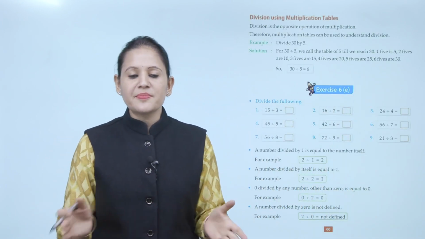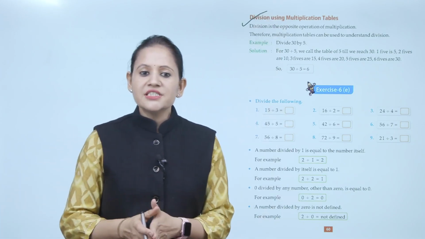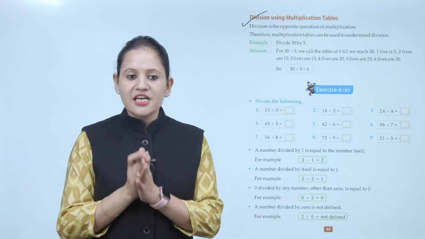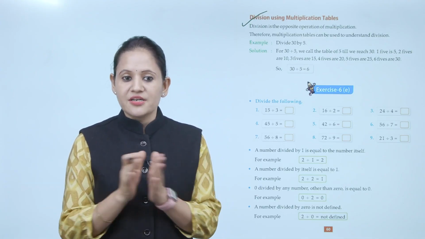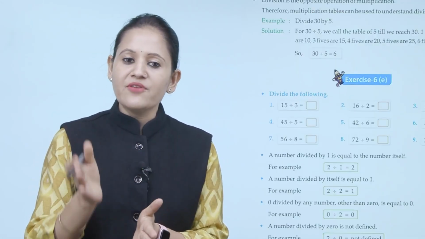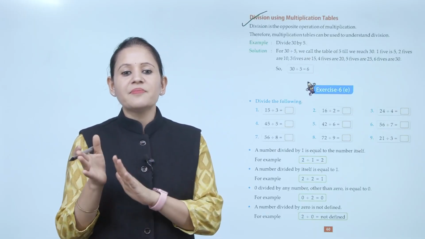Next, division using multiplication tables. Division is the opposite operation of multiplication, as we know. Therefore, multiplication table can be used to understand division. For example, divide 30 by 5. 30 को divide करना है 5 से. So solution, we have to divide 30 by 5.